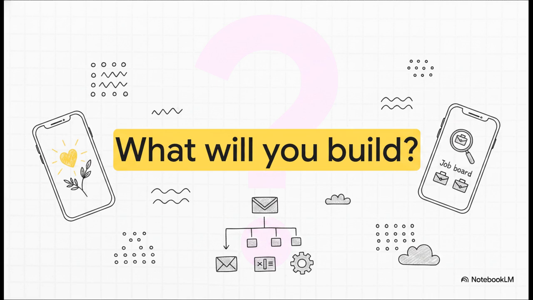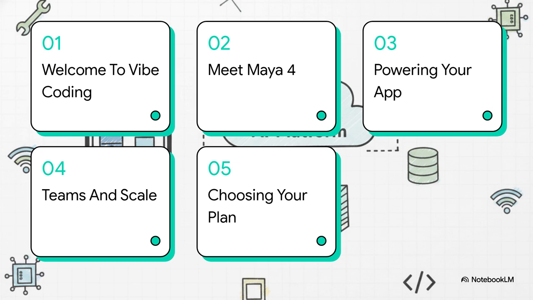So whether you're dreaming up a wellness journal, a robust job board, or a super complex business tool, that massive barrier to entry, it is completely vanished. Here's our quick roadmap for today. We'll welcome you to Vibe Coding, meet Maya 4, break down powering your app, explore how this all scales for teams, and finally, help you choose your plan.